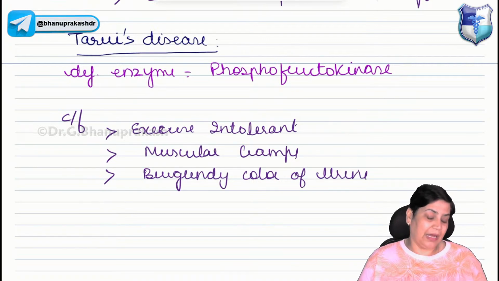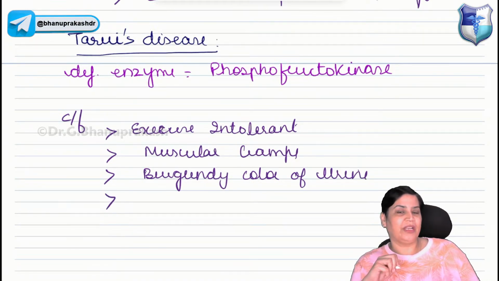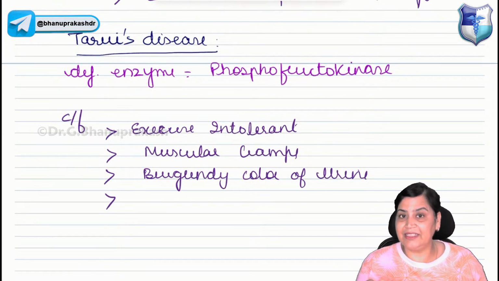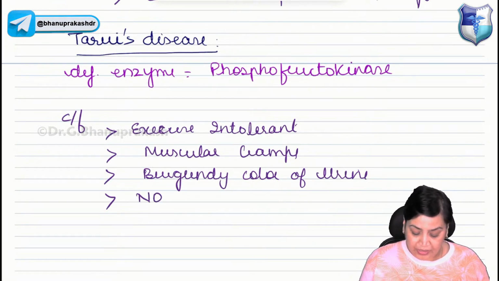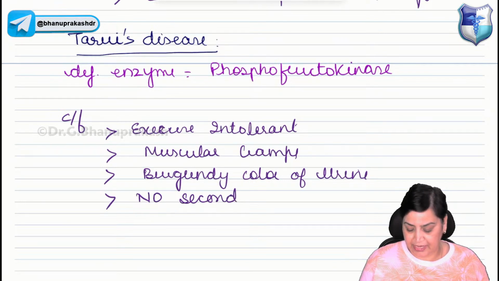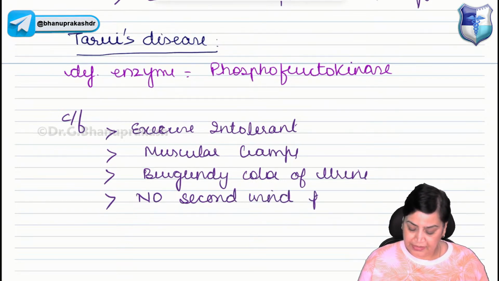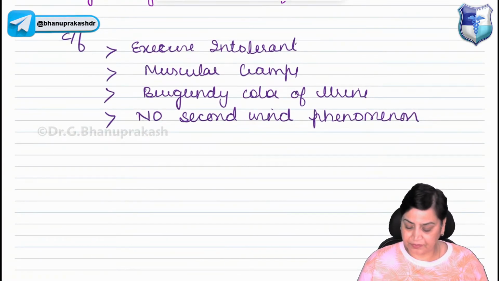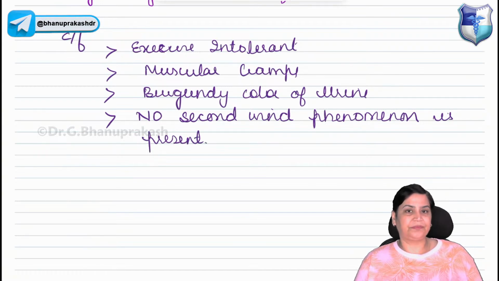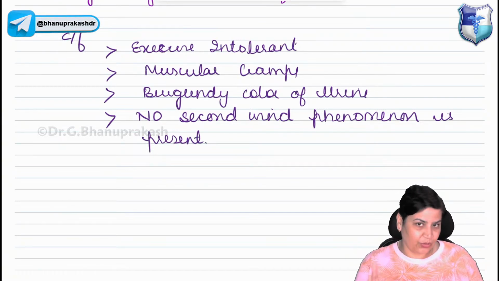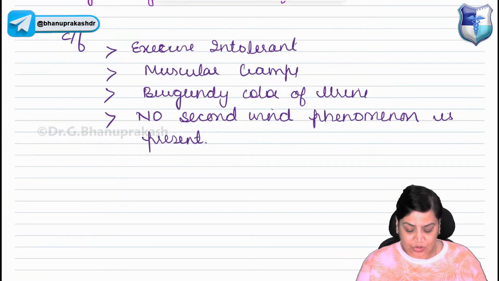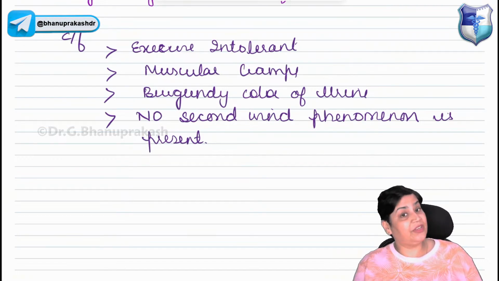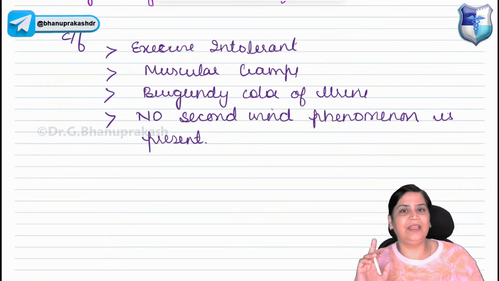Now, the most important difference between McArdle's and Tarui's is that no second wind phenomenon is present. Right? So exercise intolerant it is, muscular cramps will also be there, and burgundy color because of increased degradation of myoglobin. But the basic difference is no second wind phenomenon is there.